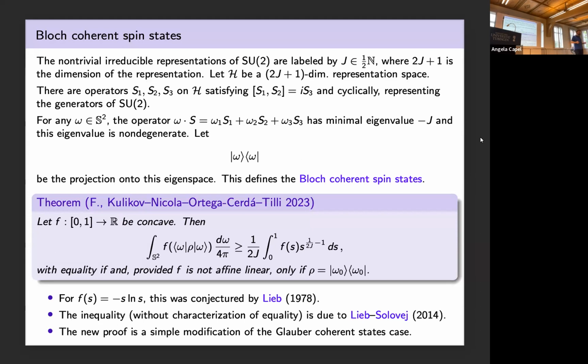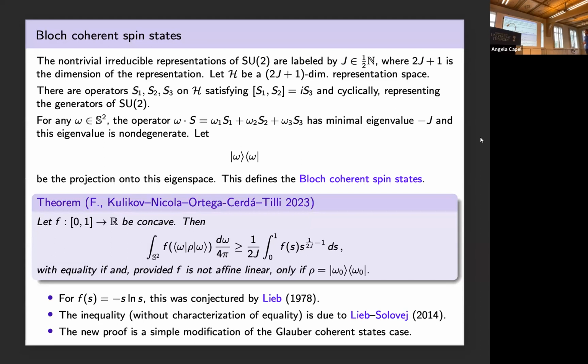Okay, now second example. These are the Bloch coherent spin states. Now, I think almost everybody has seen those before. This is nothing surprising. Let me just fix my notation. So you have a spin J representation of SU2. The algebra of SU2 has three generators. This gives rise to three operators S1, S2, S3 on your representation space, and they satisfy certain conditions.